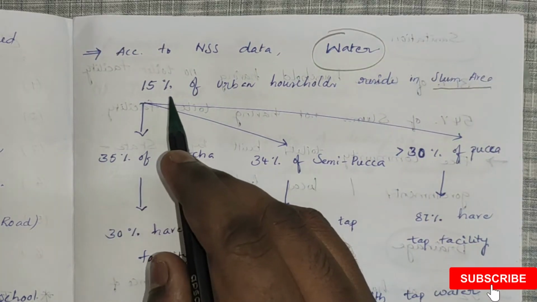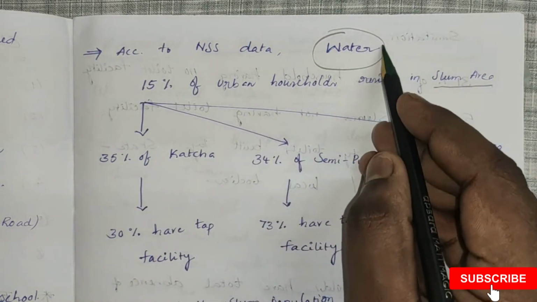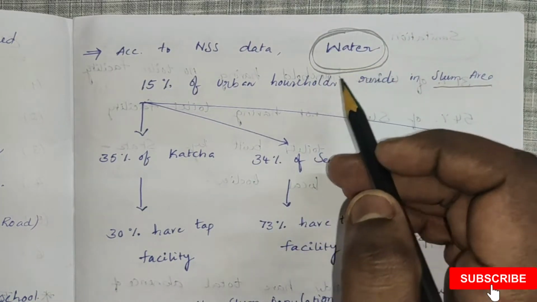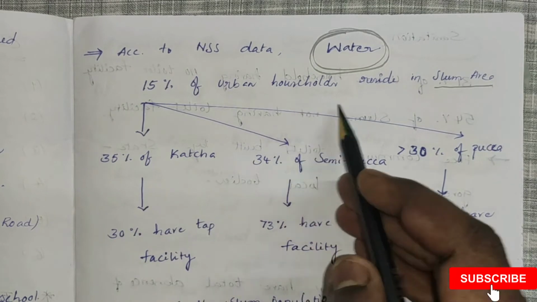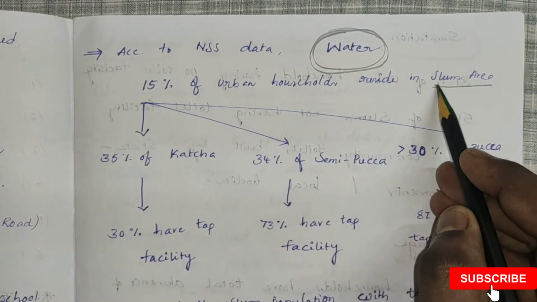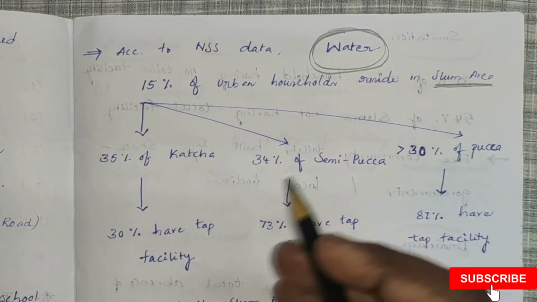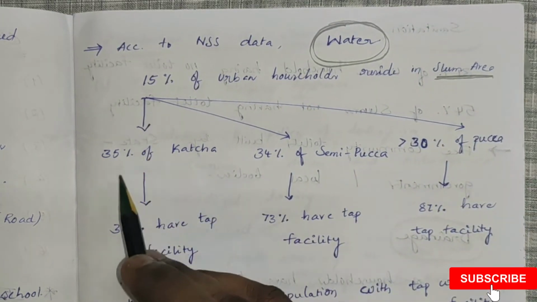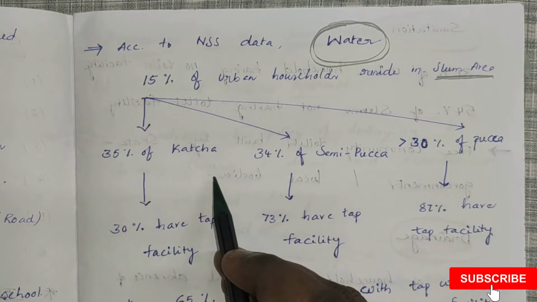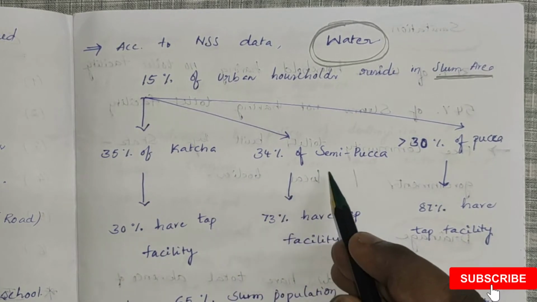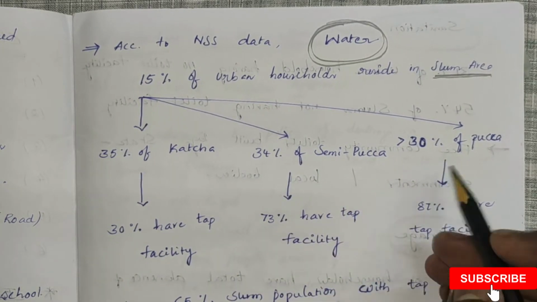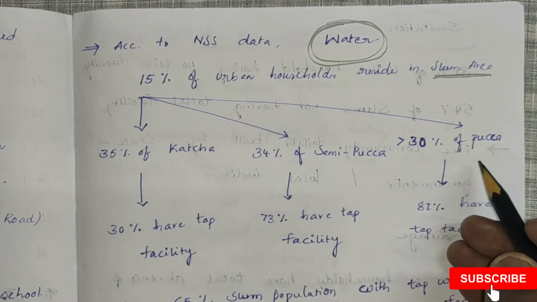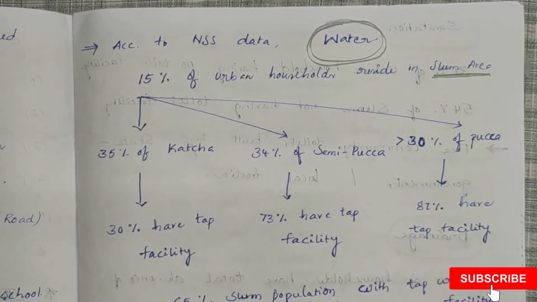Let's see, according to NSS data, the data on water facility in slum areas. As I mentioned earlier, 15% of urban households reside in slum areas. Out of the 15%, 35% live in kacha houses, 34% live in semi-pakka houses, and more than 30% live in pakka houses.